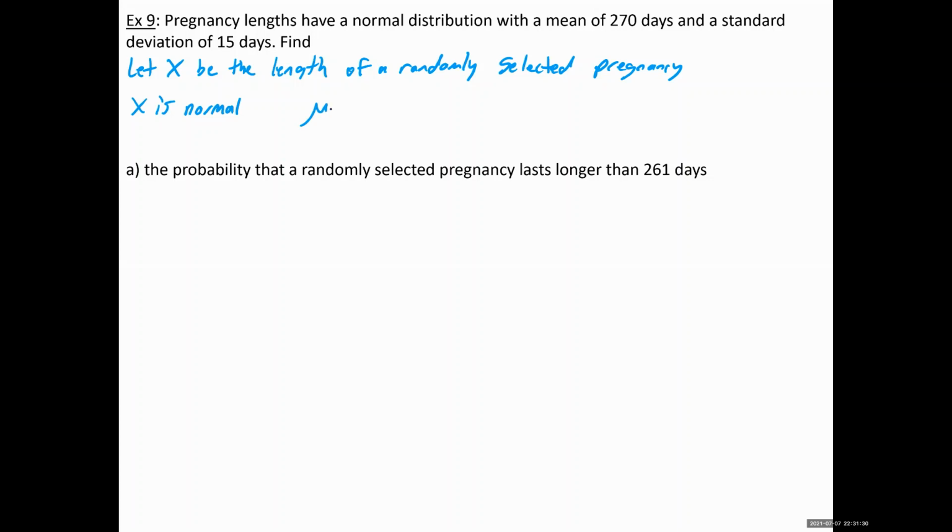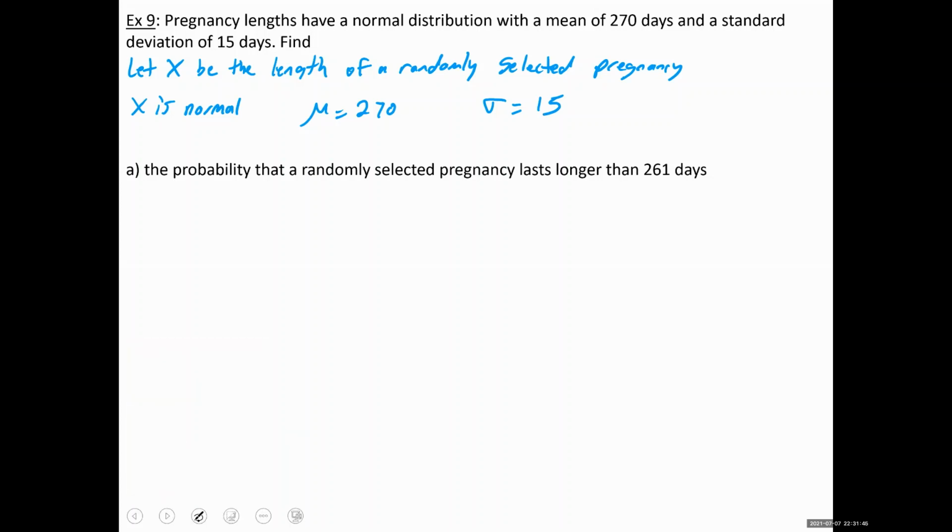And the mean is 270 days, and the standard deviation is 15 days. That's really all I need to write down to do this problem. And now let's go ahead and do the problem. Find the probability that a randomly selected pregnancy lasts longer than 261 days.